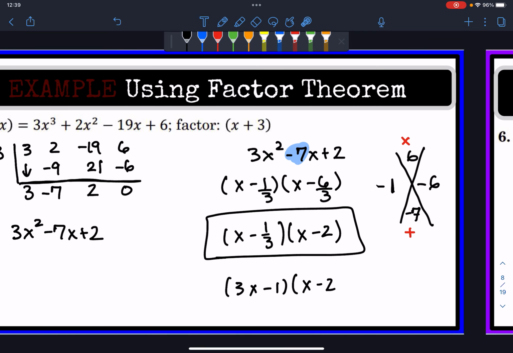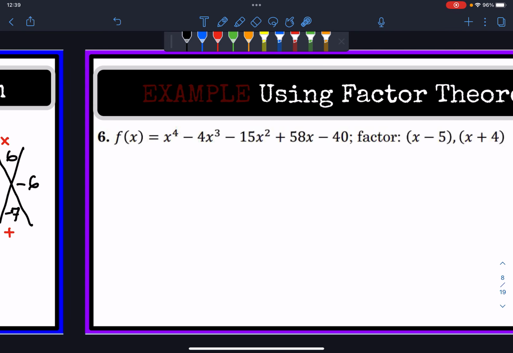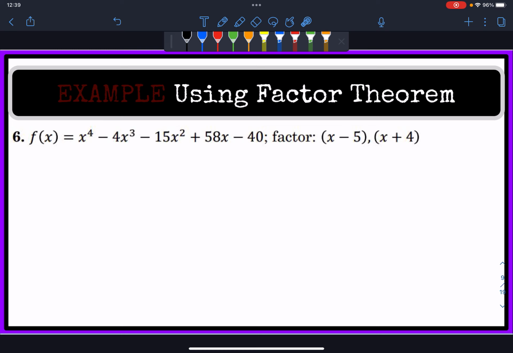Okay, so now let's look at our last example. Here, notice that the degree of our polynomial function is degree 4. So I'm going to provide 2 factors so we can use synthetic substitution twice to bring this degree 4 all the way down to a degree 2, so then we can factor that quadratic. So let's start off with 5.